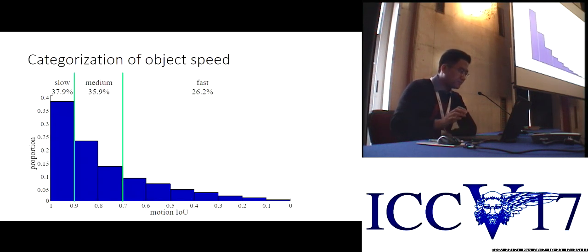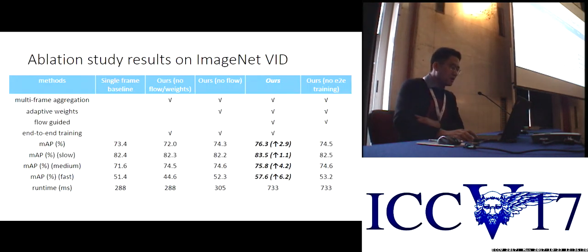And the figure here presents the histogram of motion IoU scores that we counted to measure the motion of the ground truth objects. According to the scores, we divide the objects in the dataset into slow, medium, and fast-moving groups, respectively. Here are the ablation study results.